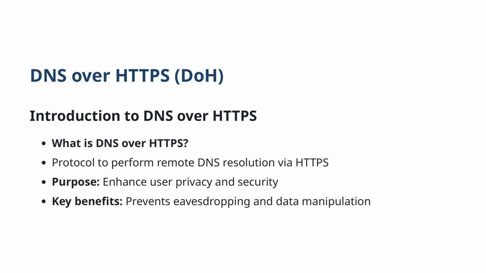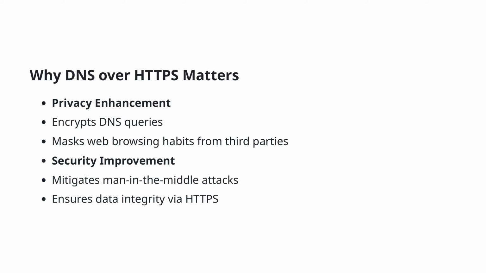These key benefits make DoH a significant tool in safeguarding your online activities from unwanted surveillance and ensuring your data remains intact during transmission. Why DNS over HTTPS matters can be broken down into two major areas: privacy and security enhancement. Firstly, in terms of privacy enhancement, DNS over HTTPS encrypts your DNS queries. This encryption plays a vital role in masking your web browsing habits from third parties, making it significantly harder for anyone to track which websites you are visiting.